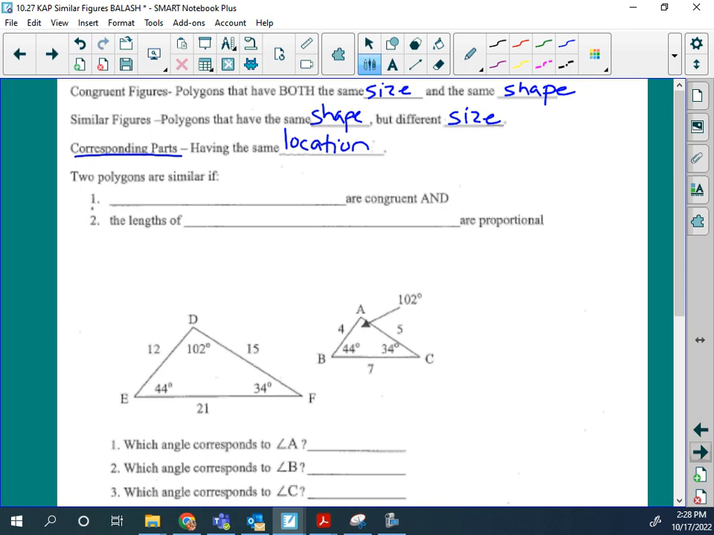All right. 2 polygons are similar if, and this is a big if, it has to be 2 true things. If their corresponding angles are congruent and the lengths of corresponding sides are proportional. Okay, so hold up. Corresponding angles must be congruent and corresponding sides are proportional.